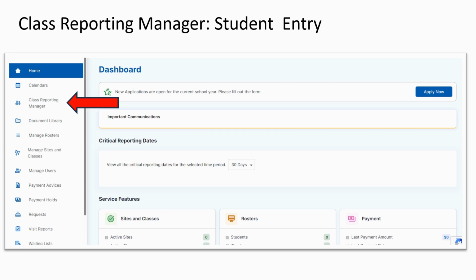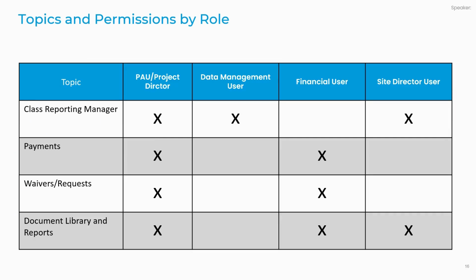So let's see who has access to the Class Reporting Manager. The PAU, the project director, the data management user, and the site director all have access to the class reporting manager. The PAU and the project director and the data management user have access to all the sites in your program. The site director only has access to the classrooms that are in that site.